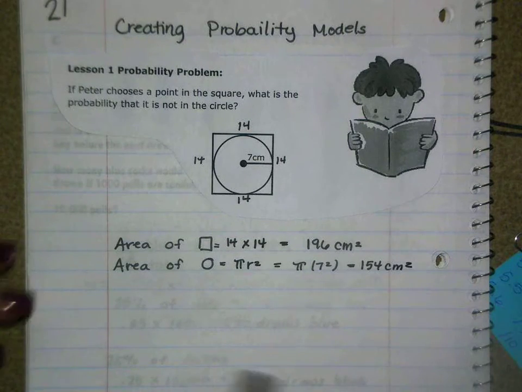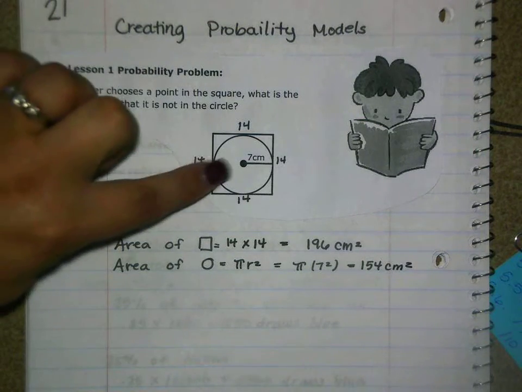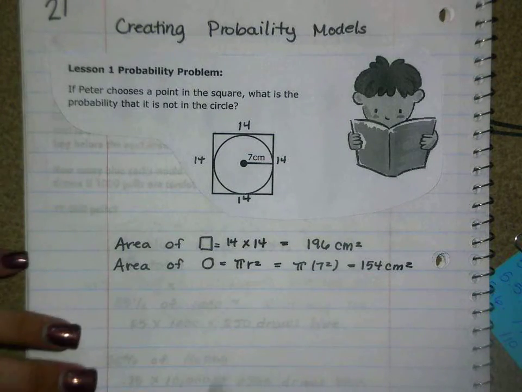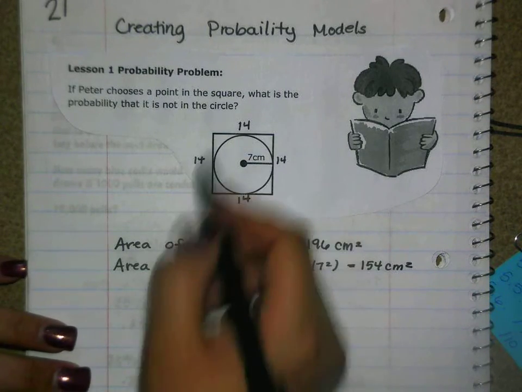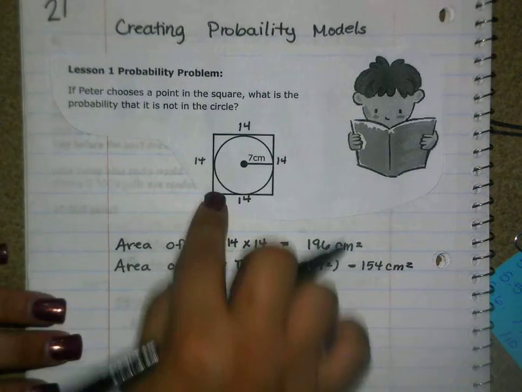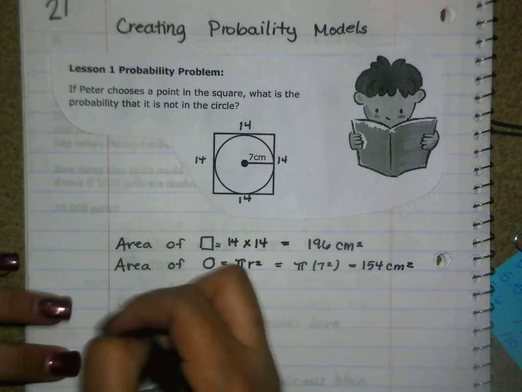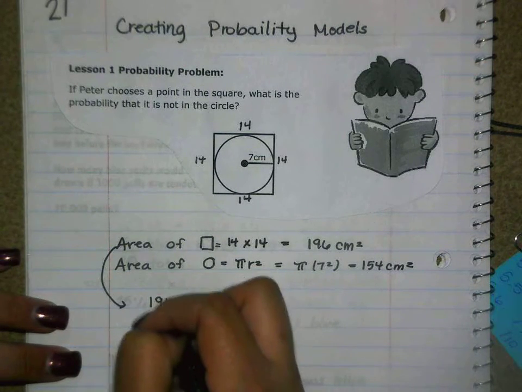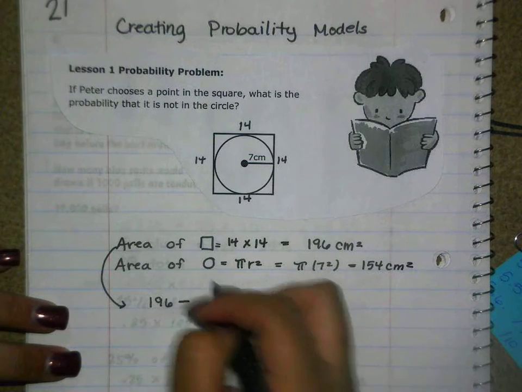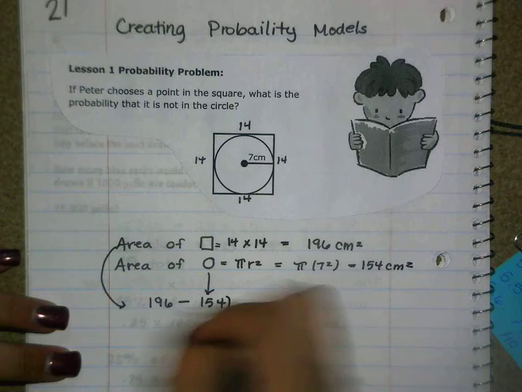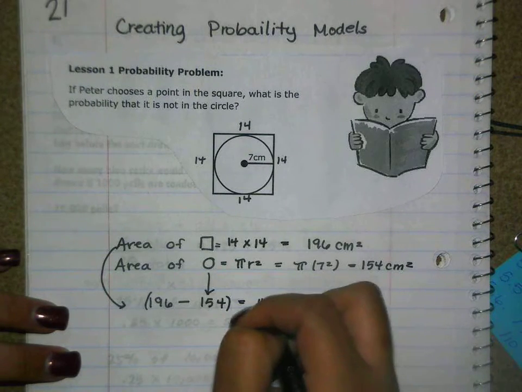So if we want to know what the difference is between if we're going to land not in the circle but one of these little outside edges, we need to find out what is the square minus the circle to find out the area of these little corners over here. So we would take the area of the square, 196, and we're going to subtract the area of the circle, 154, and that's going to give us 42.